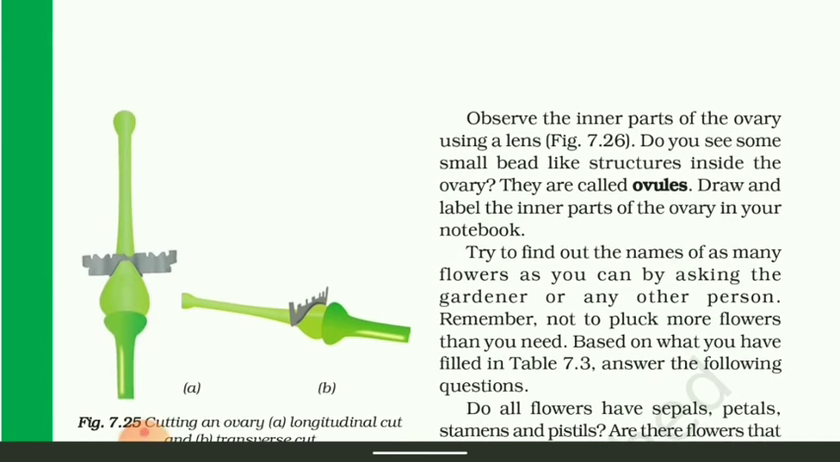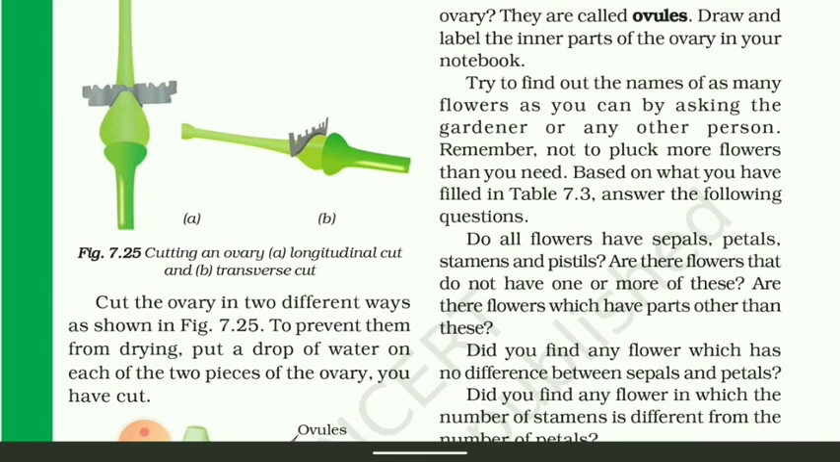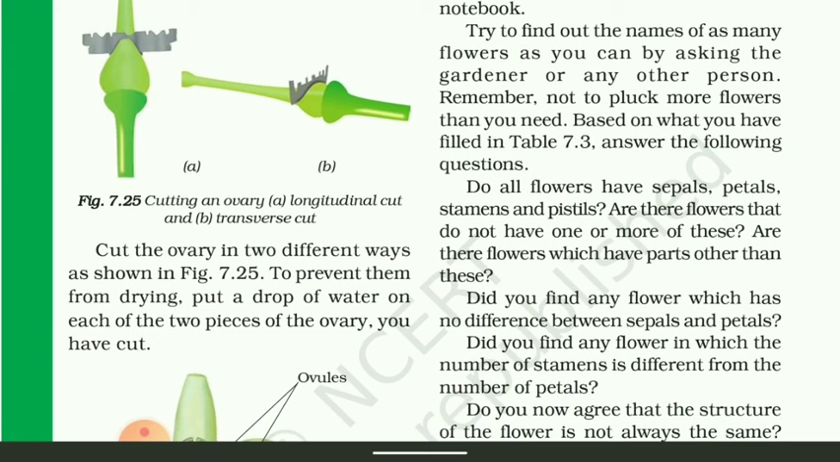Observe the inner parts of the ovary using a lens. Do you see some small bead-like structures inside the ovary? They are called ovules. Draw and label the inner parts of the ovary in your notebook. Try to find out the names of as many flowers as you can by asking the gardener or any other person. Remember not to pluck more flowers than you need based on what you have filled in table 7.3.